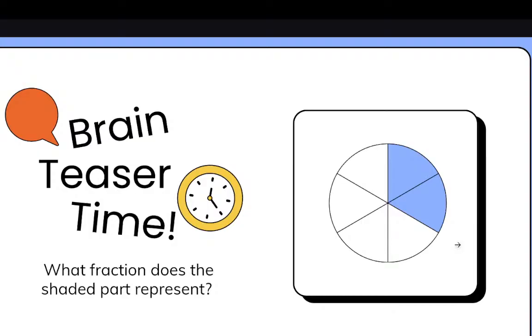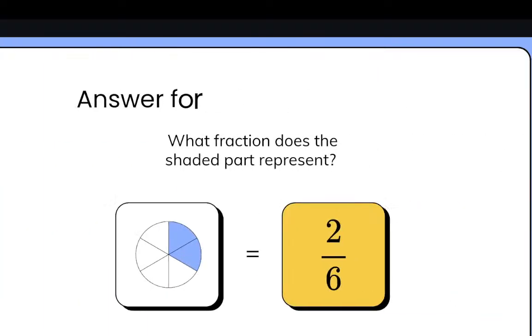So let's look at this model on the screen. Count the total pieces. 1, 2, 3, 4, 5, 6. Now let's count the shaded pieces. 1, 2. Okay, so we have 2/6. The number on top, which is 2, means the numerator. The number on the bottom tells us how many parts there are in total.